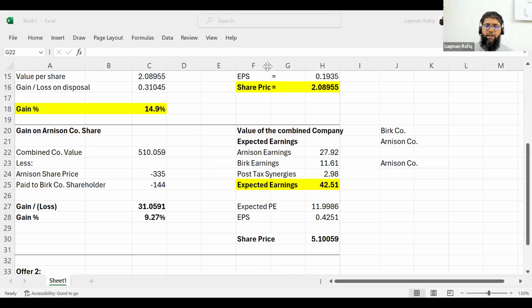Okay, I'm going to come to the gain. Don't worry. Yes, this applies only when there is a cash offer, Daniel. Just don't worry. I'll come to the share for share offer also. So don't worry about it.